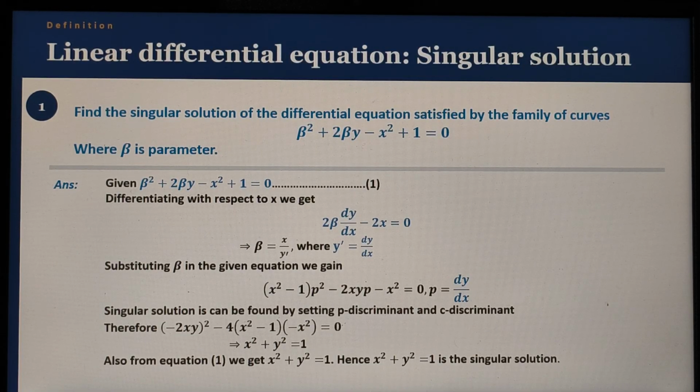By using the p-discriminant condition, that means b² − 4ac = 0, where b = −2xy, a = x² − 1 and c = −x², we get x² + y² = 1. Similarly, when we consider the β-discriminant or c-discriminant condition, we get the same solution. So this solution is called the singular solution.